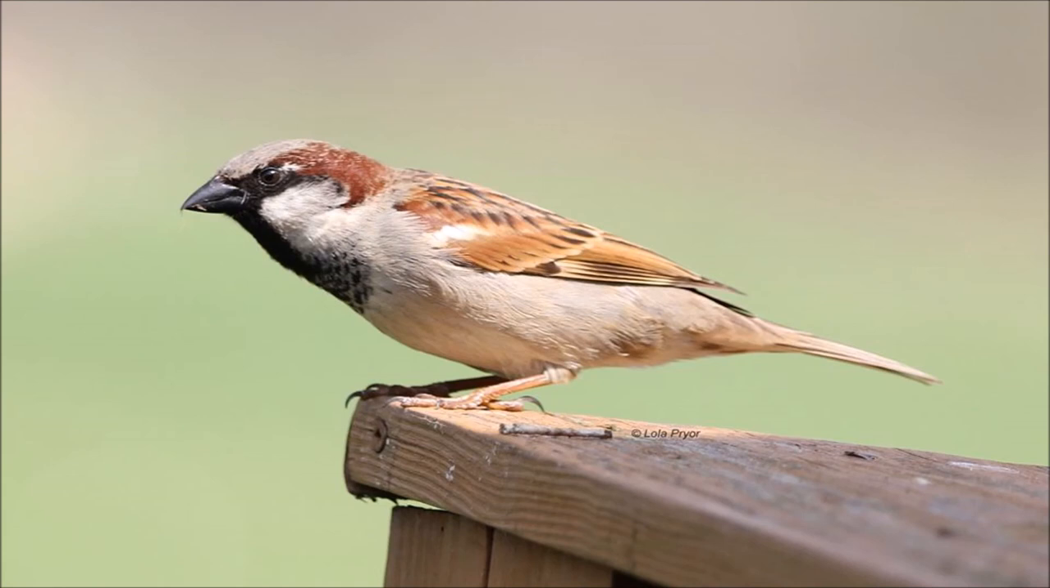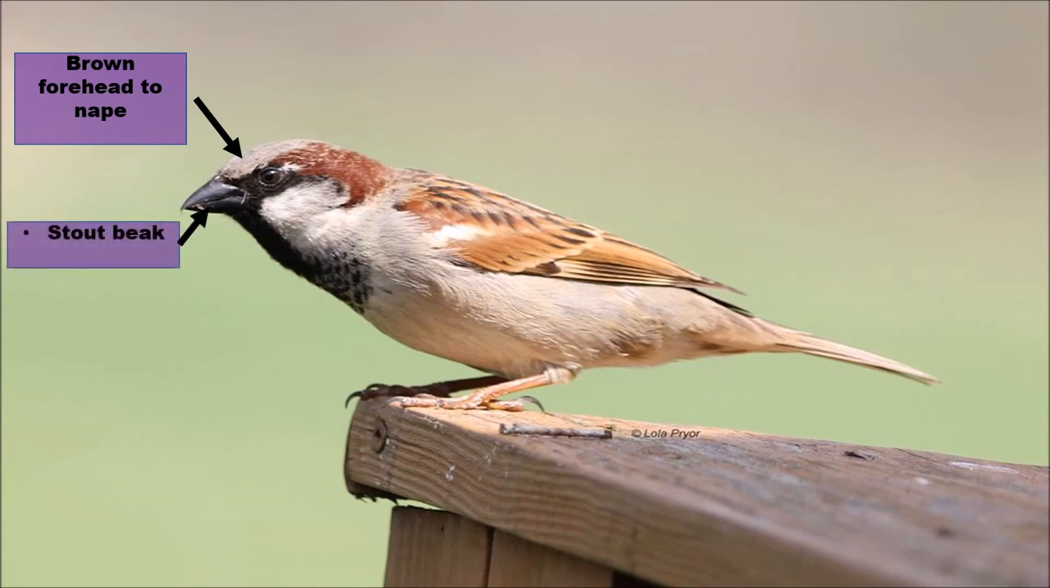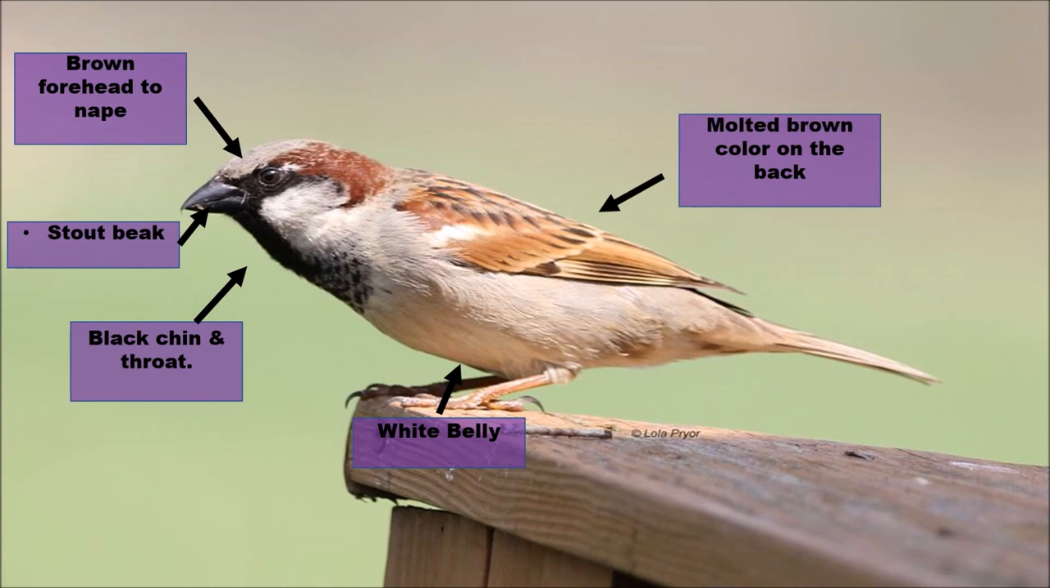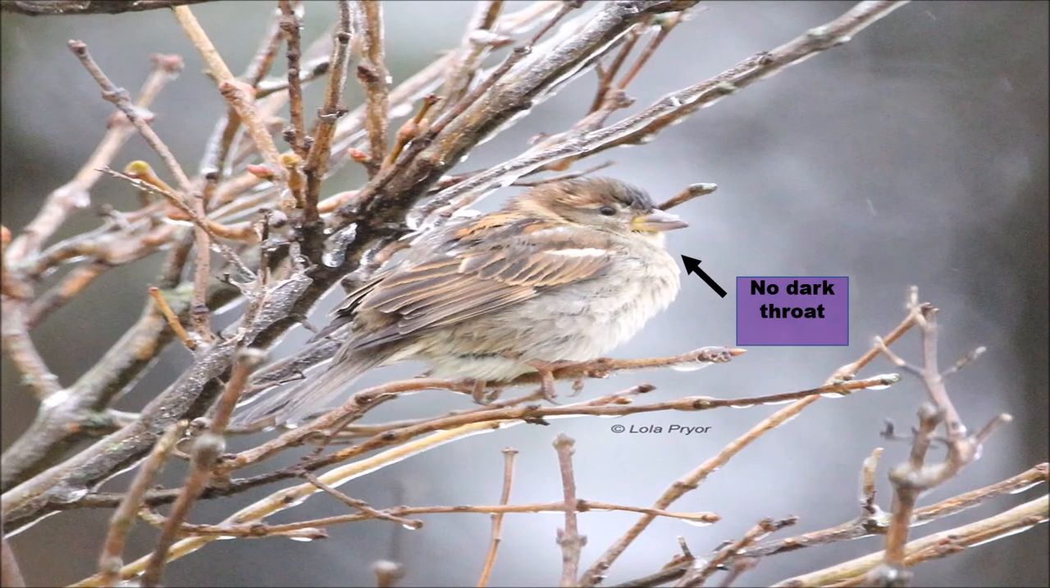And for the male here, he has that nice chocolate rich brown head from the forehead all the way back to the nape. It's got that very strong stout beak for cracking seeds open. It's got a really dark black chin from the throat and into the upper breast region. They've got a white belly, and also that nice chocolate, malted brown color on the back. So for the female, she doesn't have all those really dark markings like the male, but she still has that nice stout beak. She still has that chocolate rich back, but overall does not have that very dark throat.